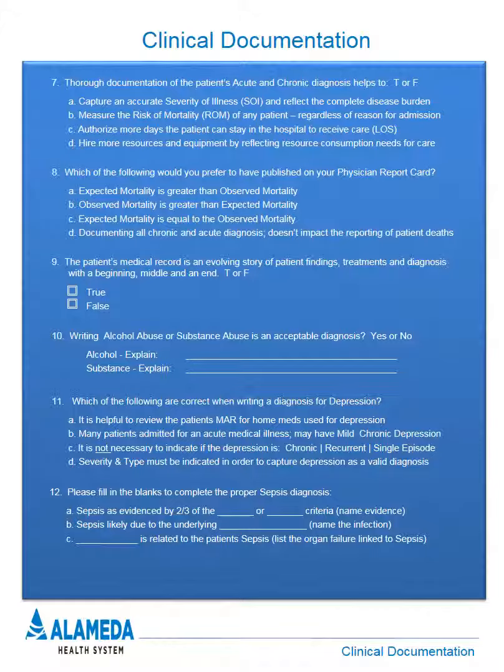Number 12. Please fill in the blanks to complete the proper sepsis diagnosis. The answers to this are also on your tip sheet on the back under infectious disease, which is the gray area. So there are 3 things that must be documented when documenting sepsis. You need to document the criteria or the evidence. So A, sepsis as evidenced by 2/3 of what criteria? So it's 2 out of 3 of the SOFA criteria, which is a newer criteria, or it's really 2 out of 4 of the SIRS criteria.